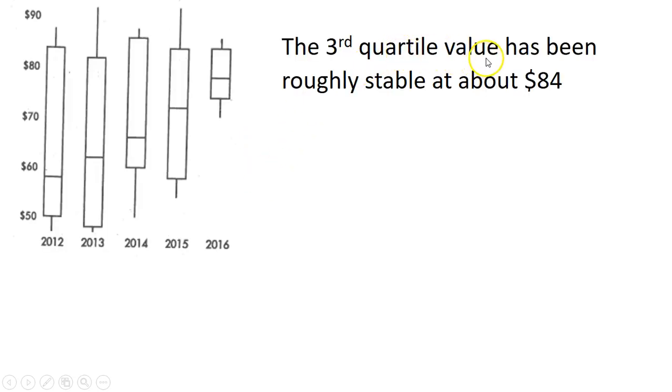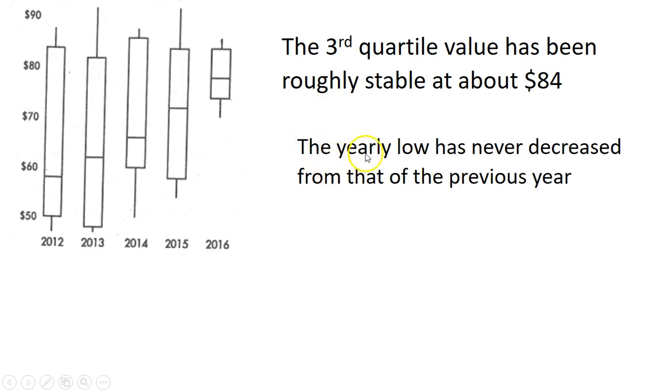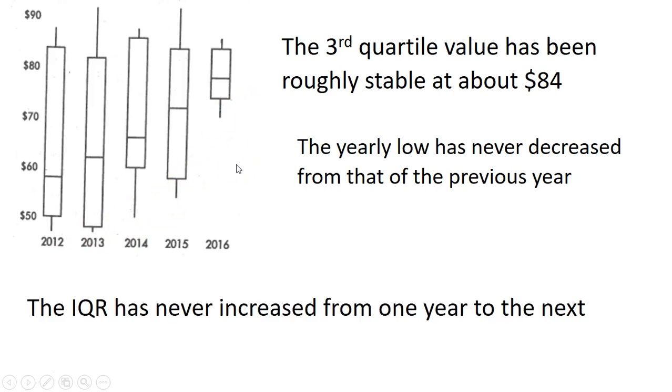The third quartile value has been roughly stable, though. There's a third quartile, and it's pretty much the same. That's never changed, that third quartile. It's pretty steady around in there. The yearly low has never decreased, right? It stayed the same, and then that low has also gone up. The interquartile range has never increased from one year to the next. It looks like about the same, and then about the same, but they're decreasing from this grouping to this grouping, so it's never gone up.